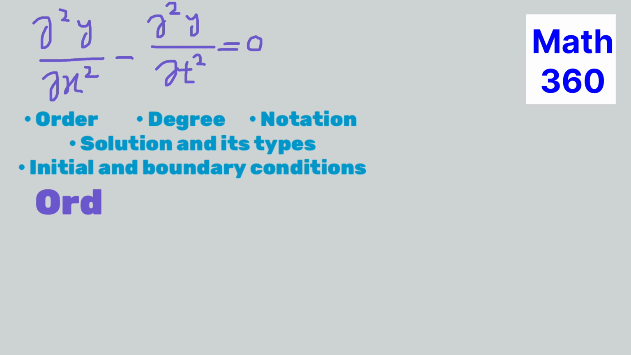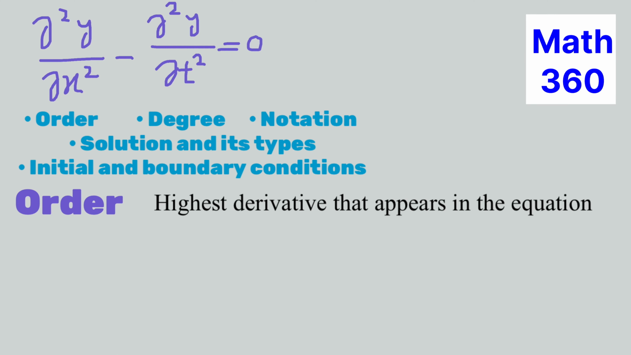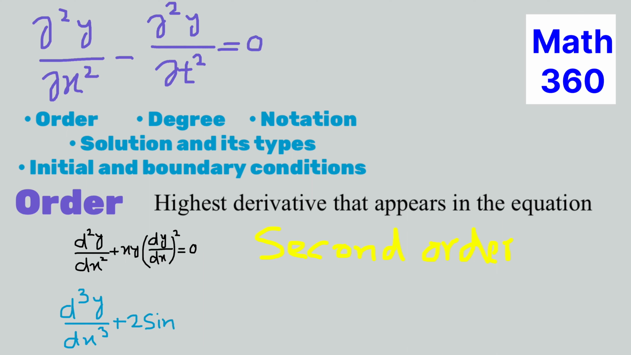What is the order of a differential equation? The order of a differential equation is the highest derivative that appears in the equation. The order of the first differential equation is 2, while the order of the second differential equation is 3, because the highest derivative is 2 and 3 respectively.